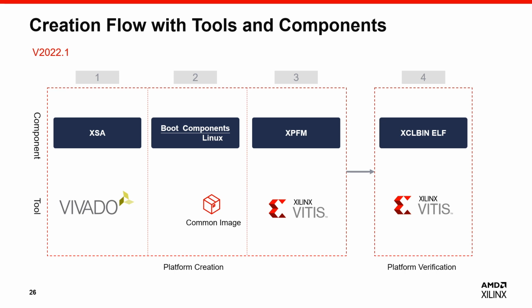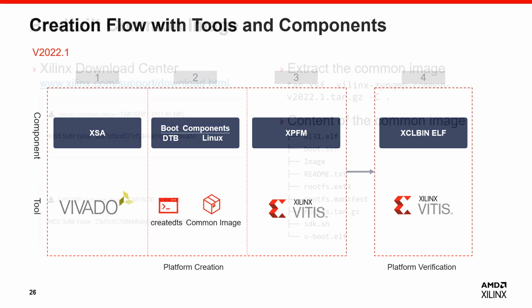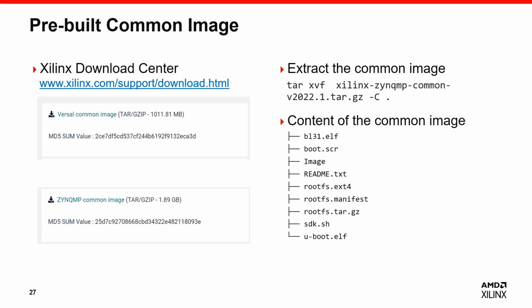We also prepare a new command, createdts, for users to create the device tree file which is highly associated with the corresponding hardware. Regarding the common image, users can download the common image package for Versal or ZYNQ MP from the Xilinx Download Center. After you decompress the package, you would gather most of the software components.